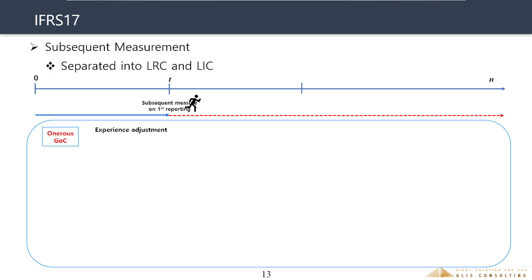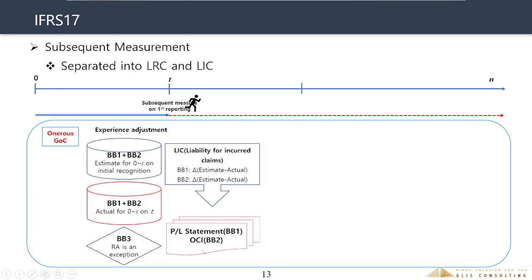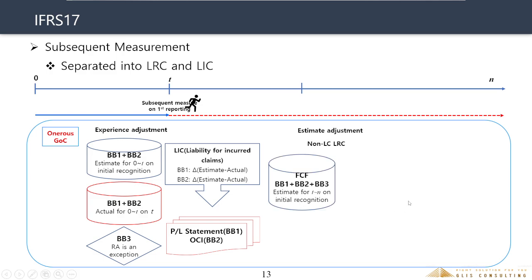And the same for subsequent measurement for the onerous group of contracts. The experience adjustment works the same way, right? Between 0 and t, what's the difference between estimate and actual? And RA is an exception. So it's the same story, right? You can put the building block 2 difference into other comprehensive income as well. The experience adjustment is pretty much the same, and the estimate adjustment is different. This is what I want to call subsequent measurement.